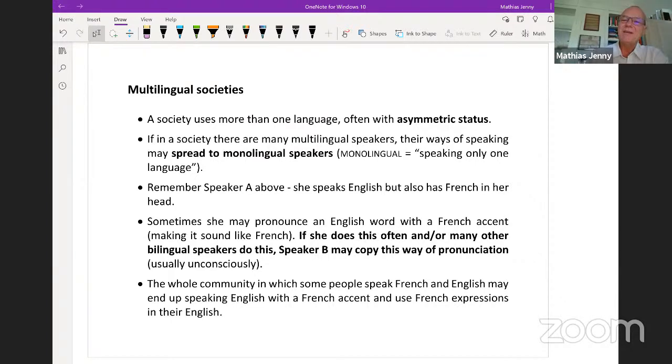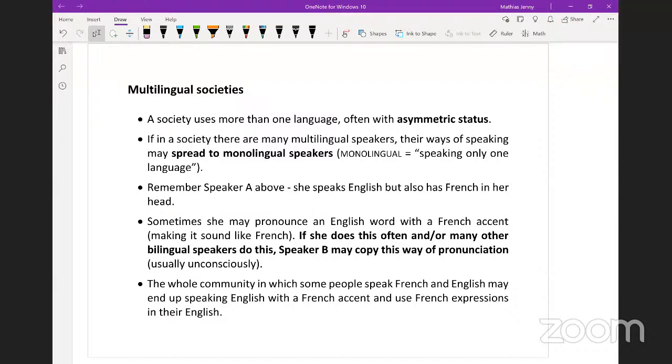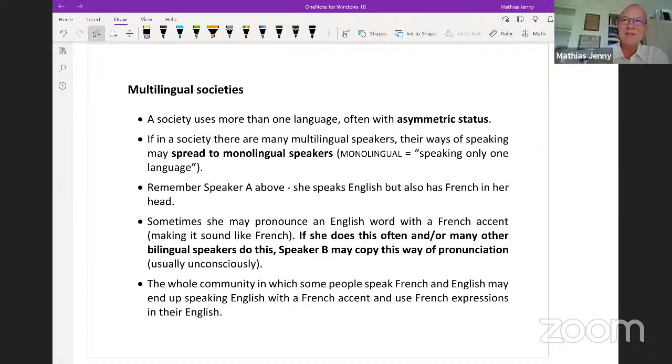But if there are many multilingual speakers, then language contact happens in their heads, as we have seen. And then their changed language may spread to monolingual speakers, as we have seen in the example above of speaker A speaking French and English, and she speaks English to speaker B. Speaker B will then take over some of the French words or constructions, or she may copy the way of pronunciation.